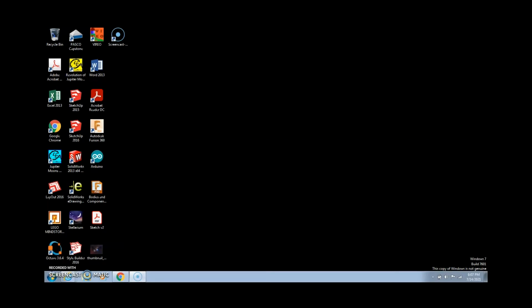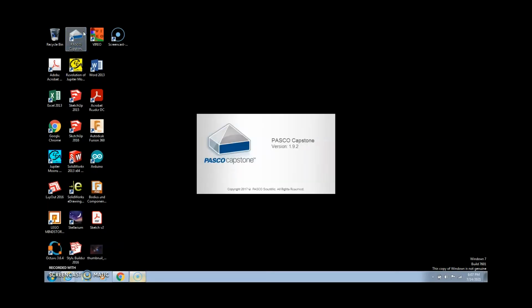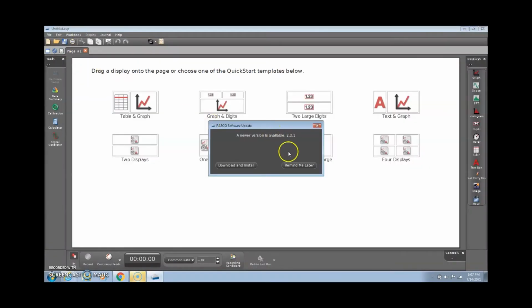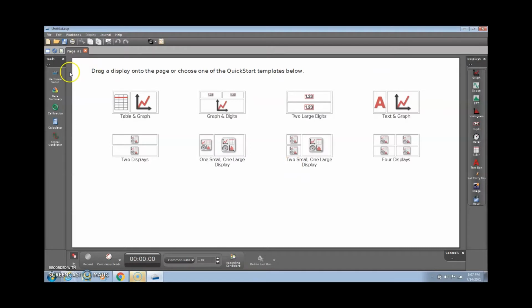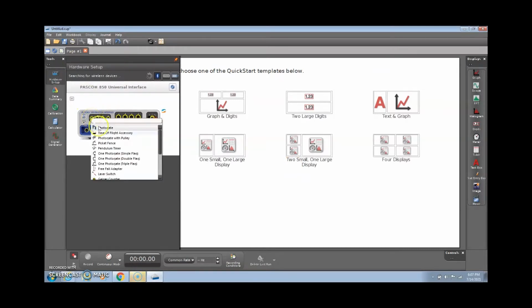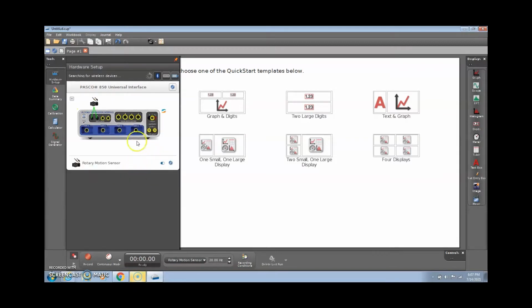So for the Buoyant Force Lab, we're going to use Pasco Capstone. Okay. So I'm going to do the hardware setup. The two sensors we're using are the rotary motion sensor and the force sensor.